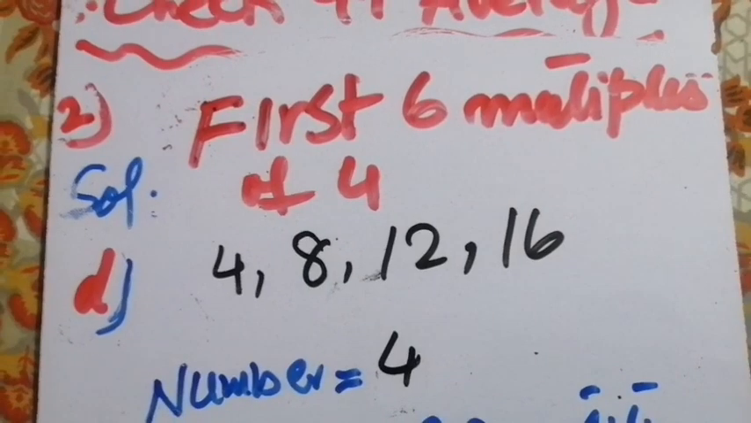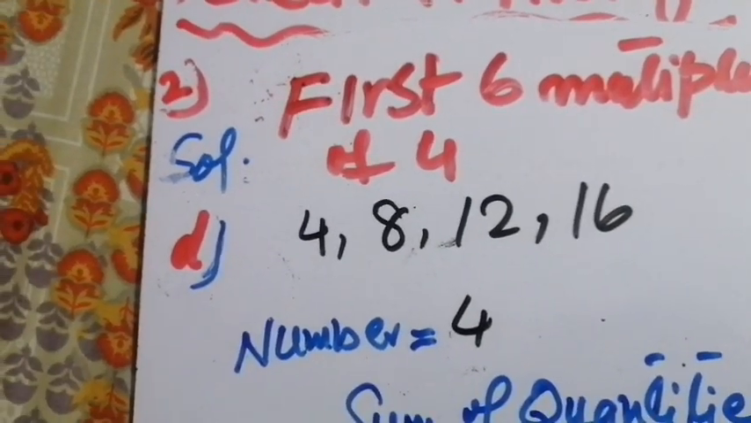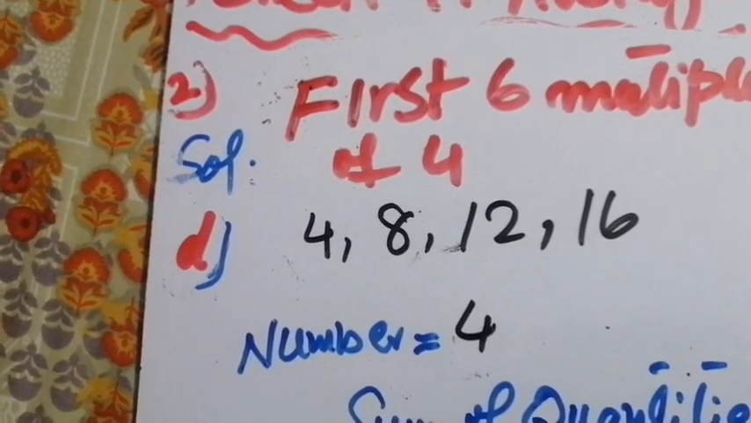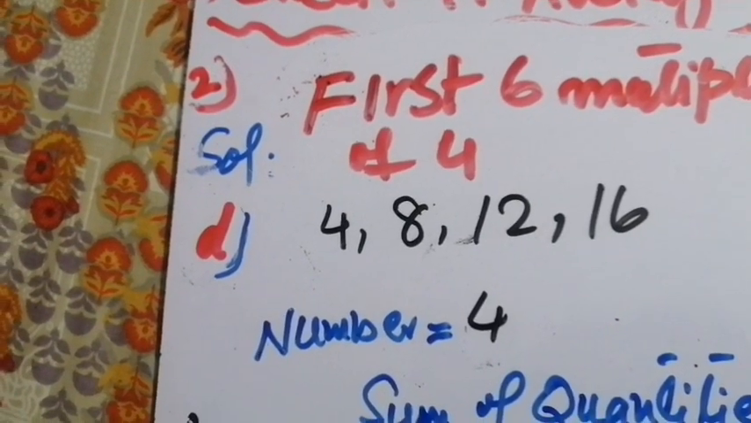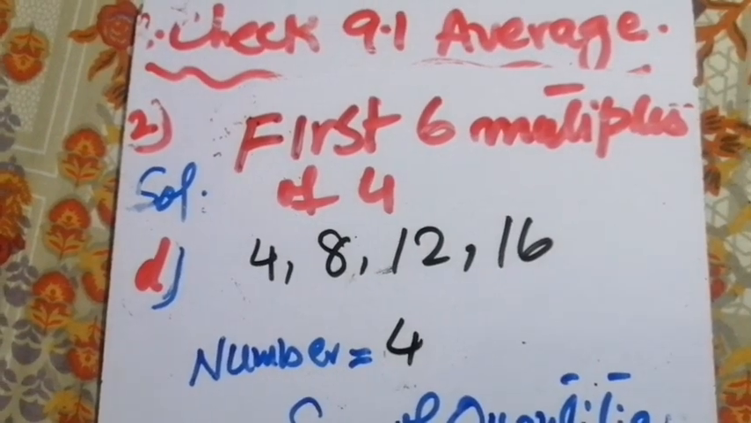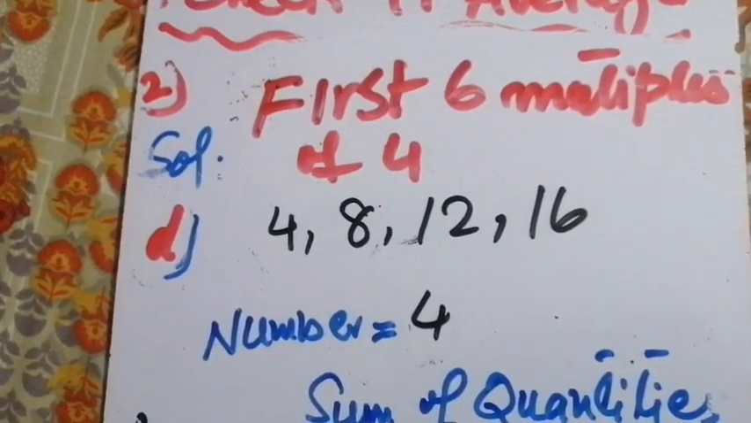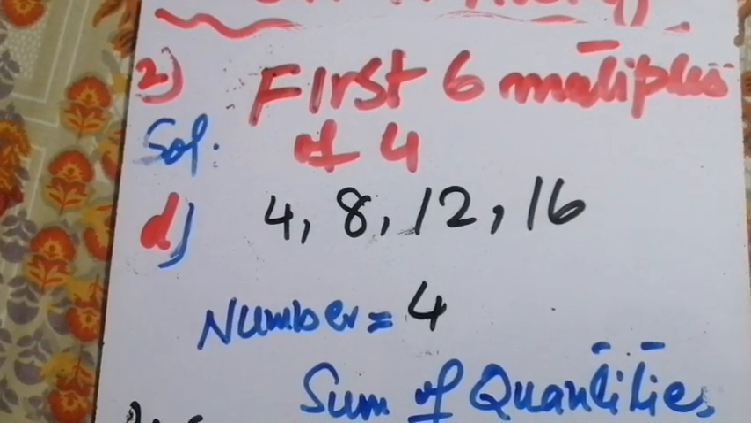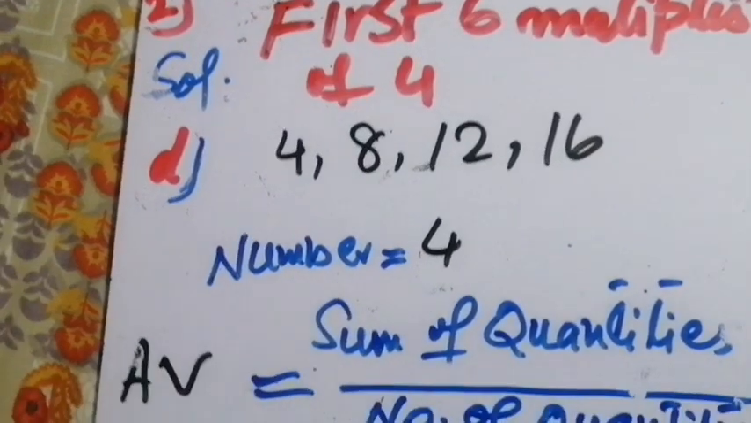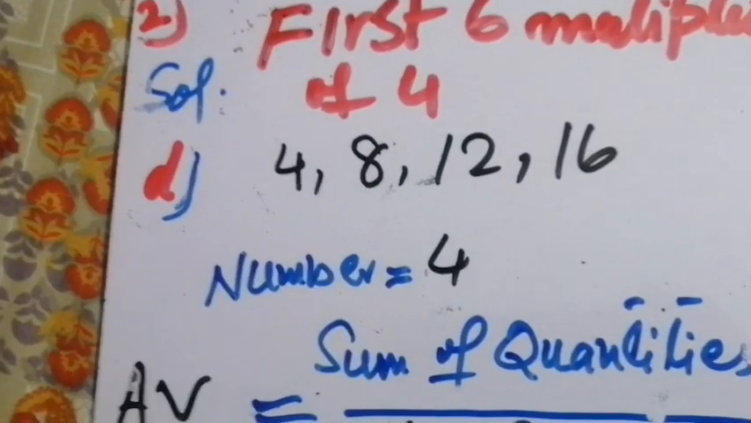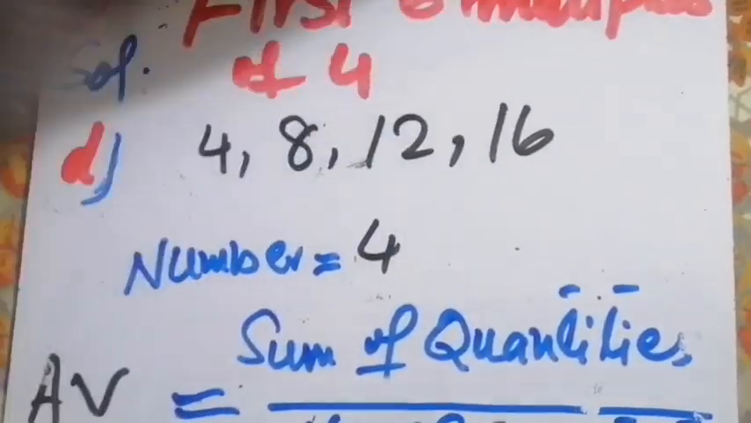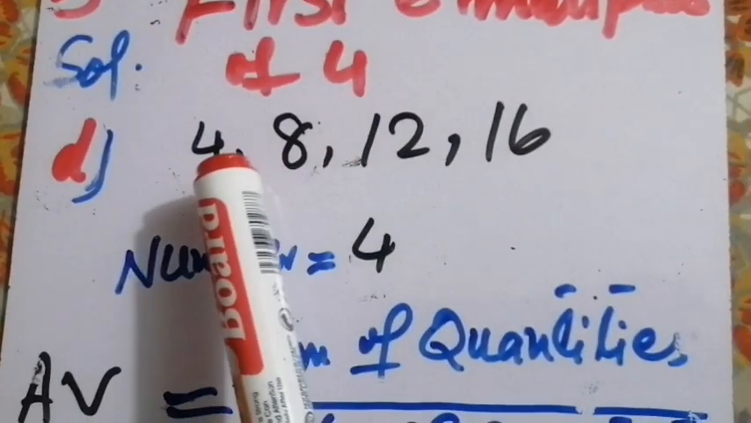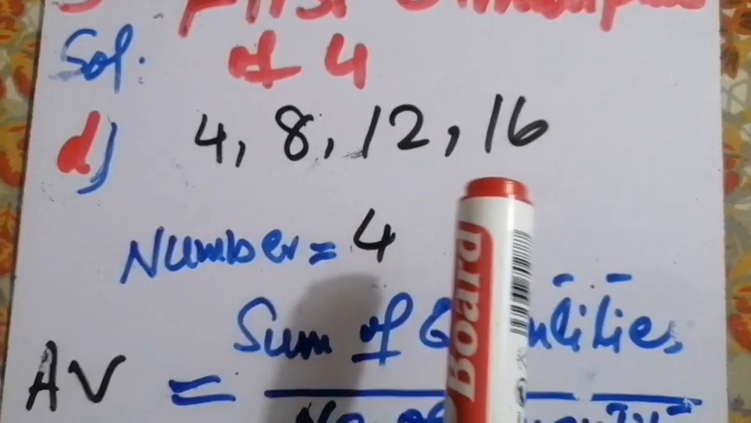So it's question number 2, part D. It says the first 6 multiples of 4. So we know the first multiples of 4 are 4, 8, 12 and 16. So the number of numbers is 1, 2, 3 and 4.